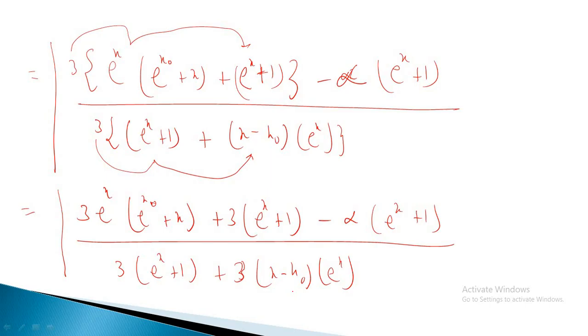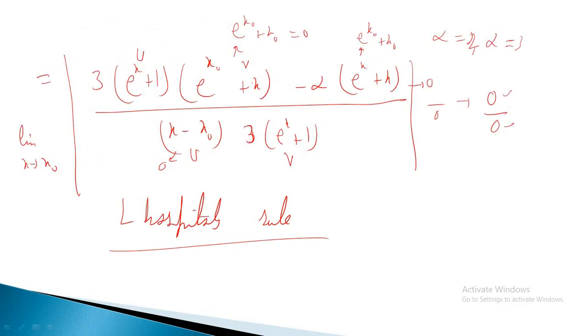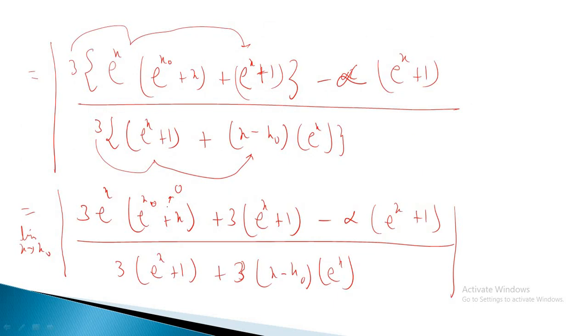Now if we use again the limit, when x tends to x naught, we'll see that this term becomes 0, because it becomes e raised to power x naught plus x naught, it becomes 0 because we already know that e raised to power x naught plus x naught is given 0. So this term is 0, 0 times anything is 0. This will remain and this will remain, and in the denominator, it becomes e raised to x naught plus 1, this becomes x naught minus x naught, and it becomes 0, 0 times anything is 0. So we will remain with this term here and with these two terms here.